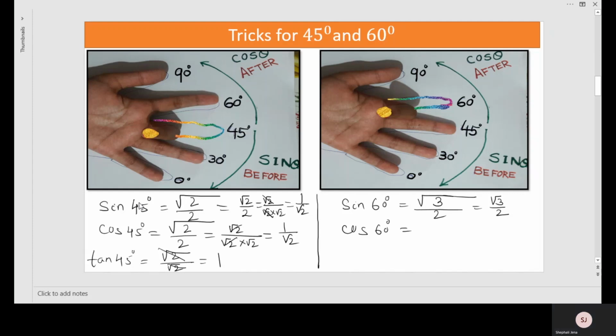Cos 60 is square root of after. So square root of after, how many left? Only 1. So 1 divided by 2. The square root of 1 is 1 divided by 2.